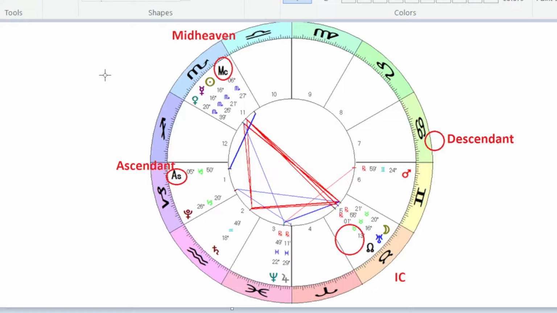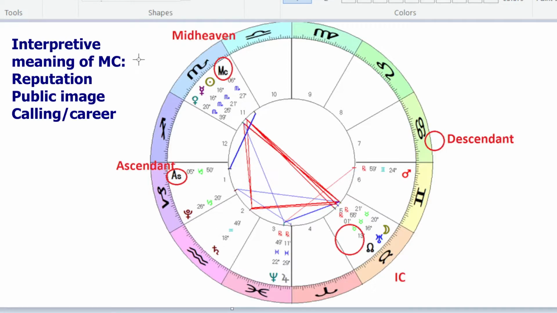You'll immediately be able to know if somebody was born during the day, if somebody was born at night, approximately what time they were born, based on where the sun is in relation to the midheaven in the birth chart. The midheaven represents the most visible part of somebody's life. And this is also the point at which the sun is going to be the most exalted.